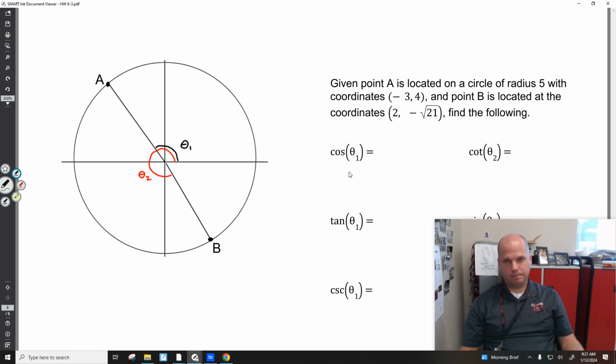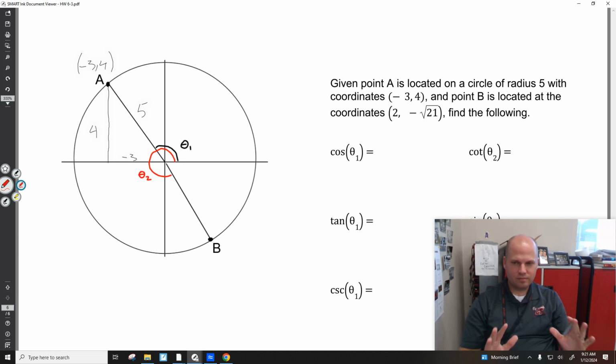This is more like day 2. A is located on a circle with radius 5. A's coordinates are negative 3, 4. All right, well, that's an x distance and a y distance. This is important. We said this in class. It's just kind of known. The cosine of this obtuse angle is the same as the cosine of this reference angle. If you want to find the cosine of this theta 1, you find the cosine of star.